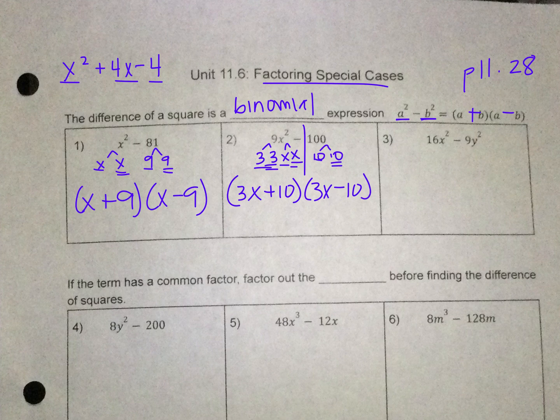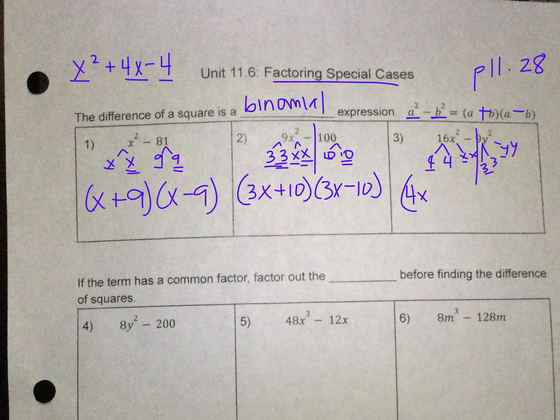So one more. 16 breaks down to 4 and 4. That's x and x. 9 breaks down into 3 and 3, and y and y. So I have a 4x in the first group, and it's going to partner with plus 3y, and then I'm going to do the same: 4x minus 3y. Okay? So when everything breaks down perfectly, it's just this one step, easy peasy.